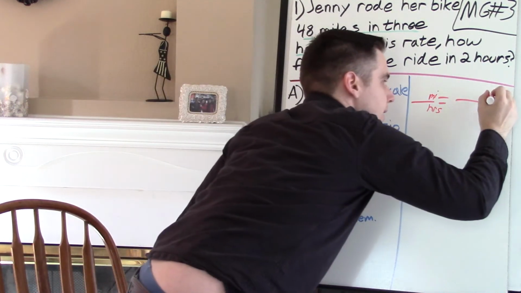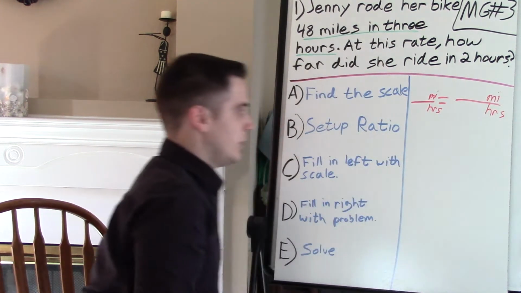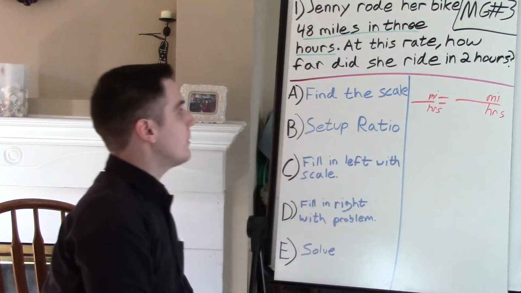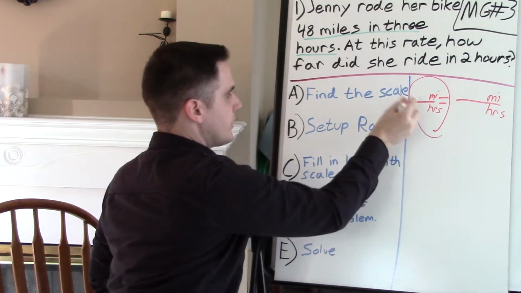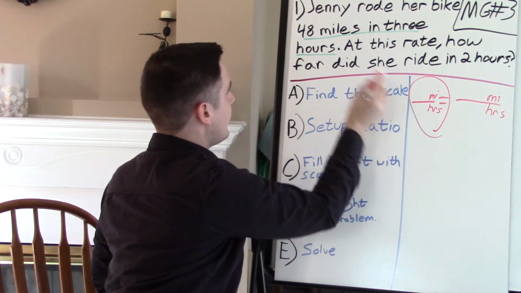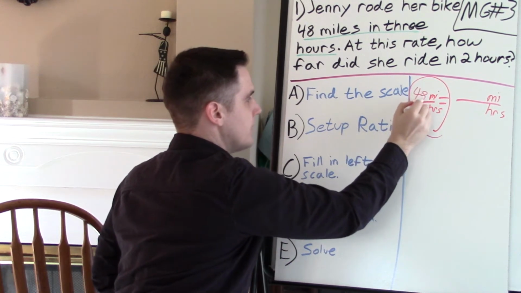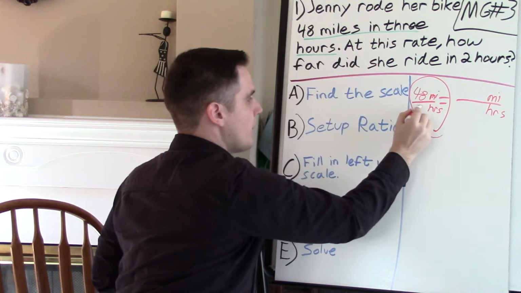So then we want to stay consistent. If you're going to put it on top, keep it on top. If you're going to put something on bottom, keep it on bottom. Fill in the left with the scale. So circling now, because that's our scale side. The scale is 48 miles. I put miles on top, so 48 goes there. Hours are on bottom. We've got 3 hours, so 3.